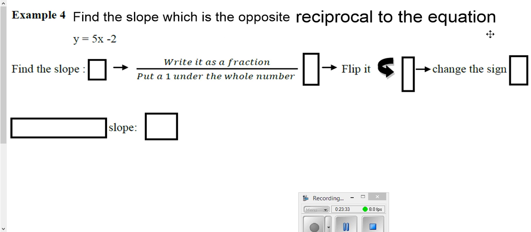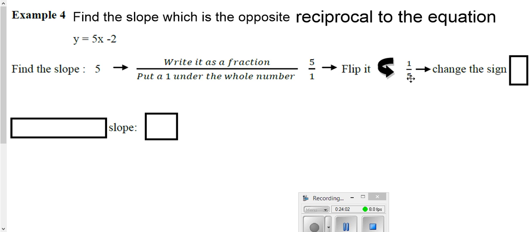One more opposite reciprocal problem. Here, this line has a slope of 5, so we start with 5. We'll go ahead and write it as a fraction. You can always take a whole number and put it over 1. That way we'll be able to flip it. That's the only thing new in this one. You've got a whole number or an integer, put it over 1, and then you can flip it.